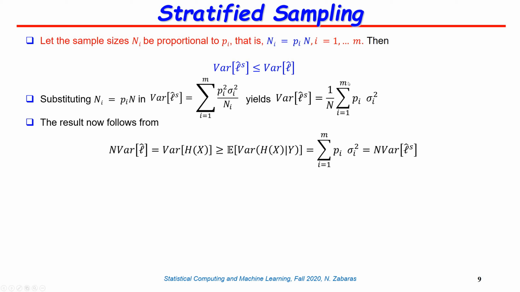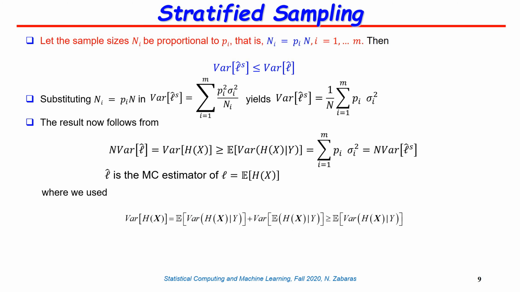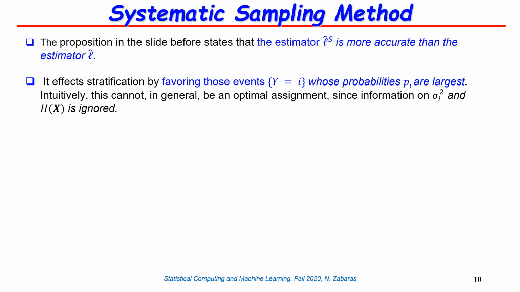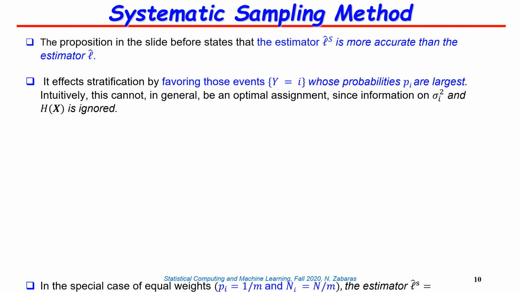So again, this is not optimal, but this is much easier to implement, and the reason again has to do with the fact that the number of samples that you take is only proportional to pi_i, and it does not require a priori knowledge of sigma_i. So you don't need to know the conditional variance in each region. So we proved that this stratified sampling estimator has less variance than the original Monte Carlo estimator.